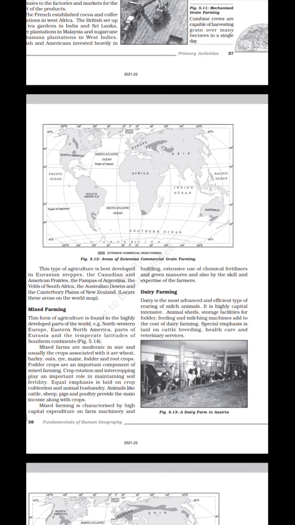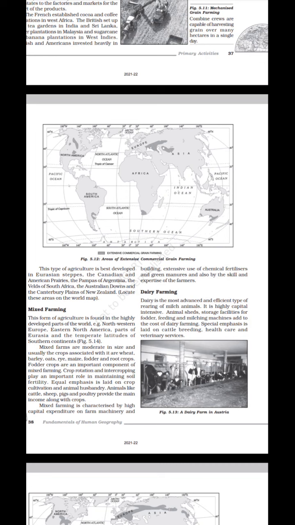Crop rotation and intercropping play an important role in maintaining soil fertility. Equal emphasis is laid on crop cultivation and animal husbandry. Animals like cattle, sheep, pigs, and poultry provide the main income along with crops. Mixed farming is characterized by a high capital expenditure on farm machinery and buildings, extensive use of chemical fertilizers and green manures, and also by the skill and expertise of the farmers.